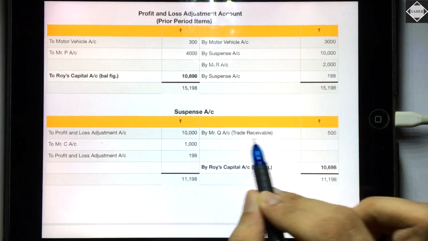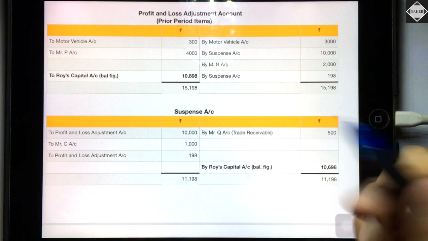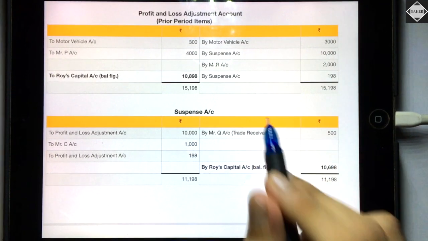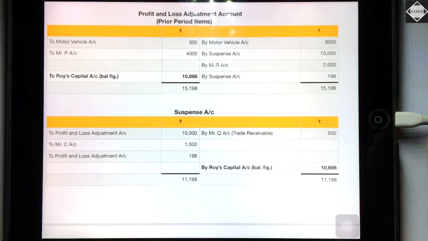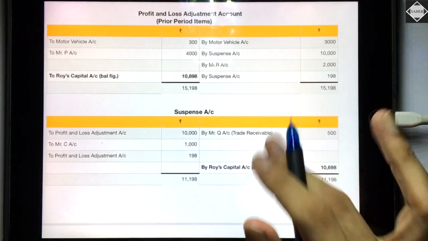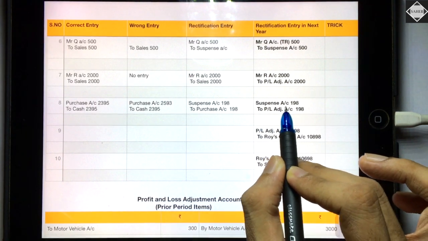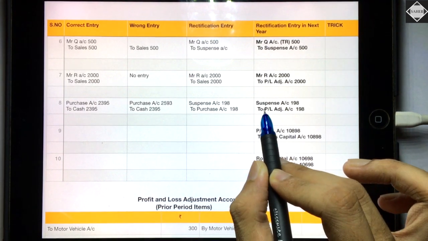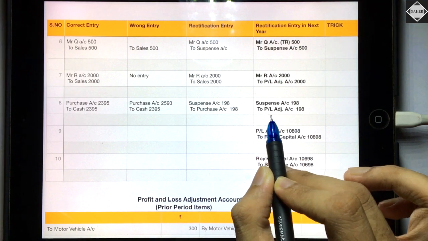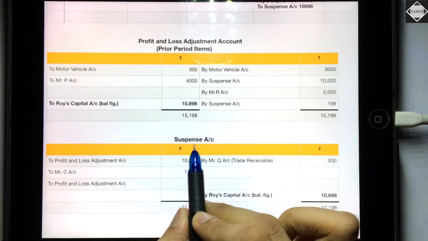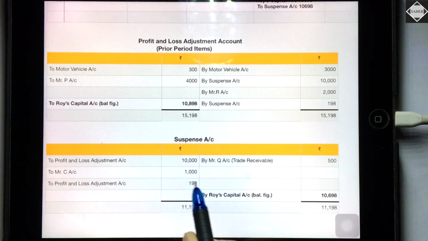Trade receivable. Now in the module they have just taken trade receivable over here. Don't worry, you can take debtors also, Mr. Q also, trade receivable also. It's all same. Fine. And then next you have one more, the last entry. See, suspense account debit to profit and loss adjustment. Suspense account is getting debited 198. Write the amount because of profit and loss adjustment.